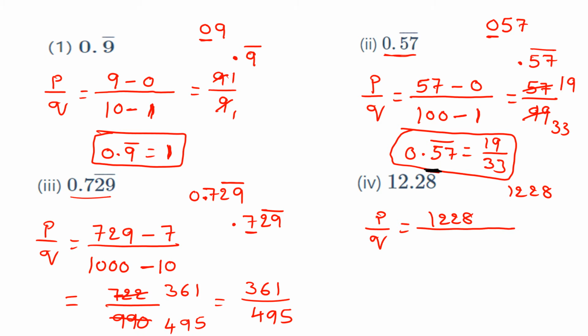So what should we subtract here? Which numbers are not repeating here? That is 122, 122 is not repeating in this number totally. Look at that. That should be subtracted from the total number here.